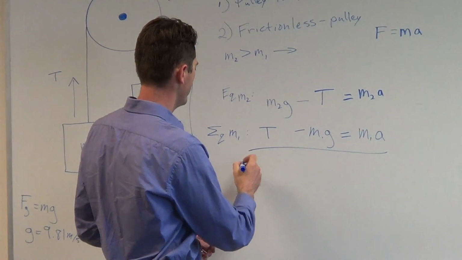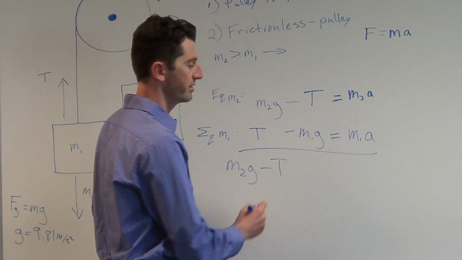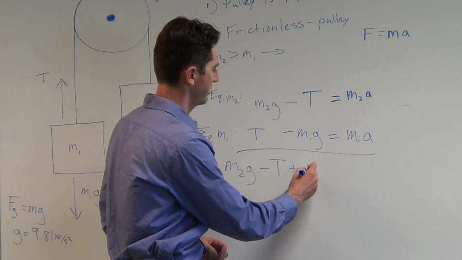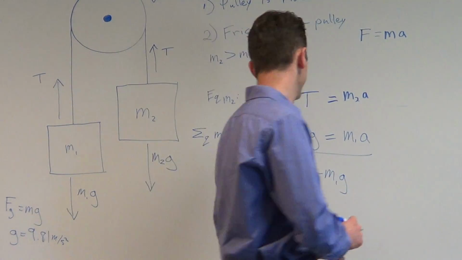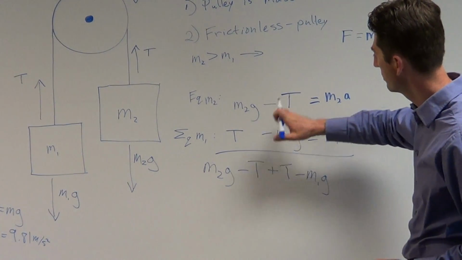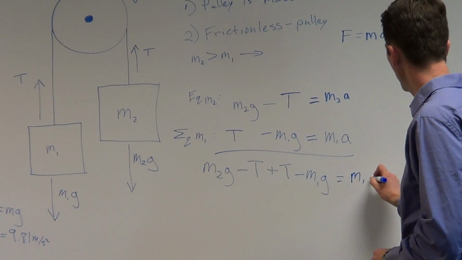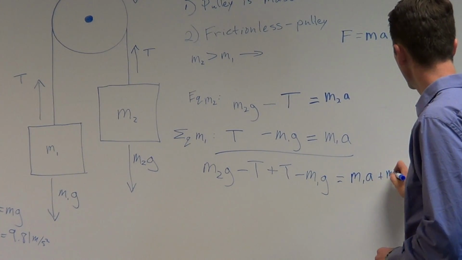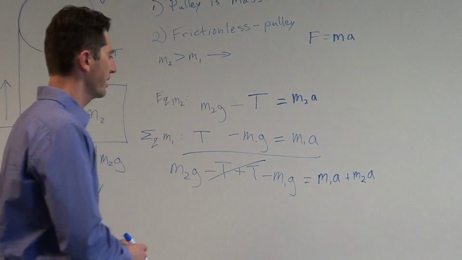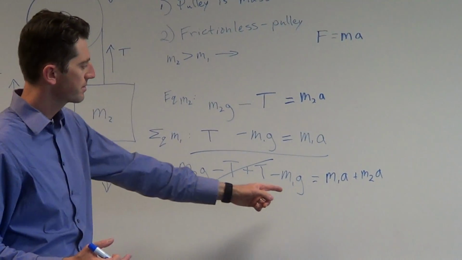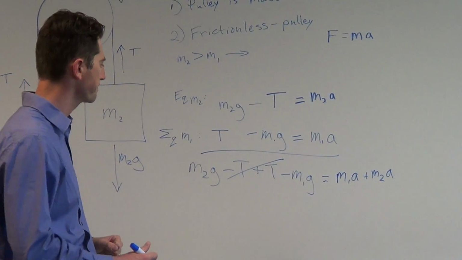We're going to say M2G minus T plus T minus M1G. Just added up all the components on this side of the equation equals M1A plus M2A. And we see that the tensions cancel out, which is really great. Now we have one equation and one unknown, being the acceleration of the system. That's what we're going for, so we're doing good.